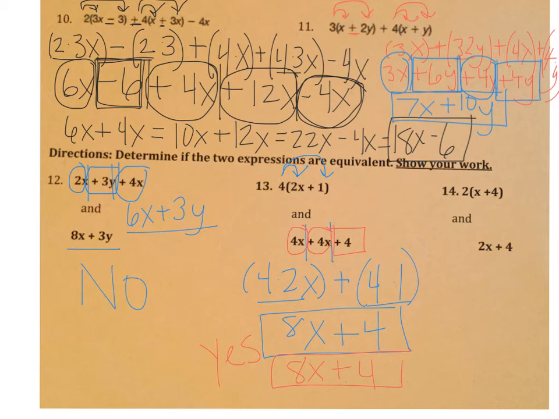All right, and last, it looks like I'm going to need to distribute again. So 2 distributes with x and 2 distributes with 4. So 2 times x plus 2 times 4. So we have 2x plus 8. And we cannot combine those terms because they are not alike. All right, and then we have 2x plus 4. It looks like that's already simplified, and we cannot combine those. So we have 2x plus 4 and 2x plus 8. So no, those are not equivalent.